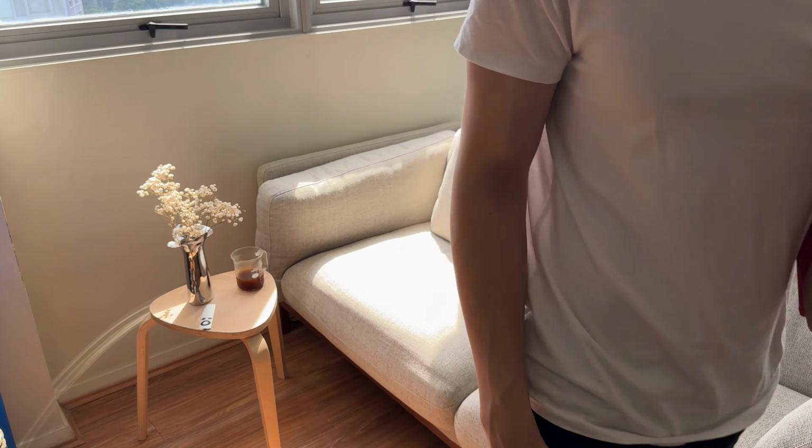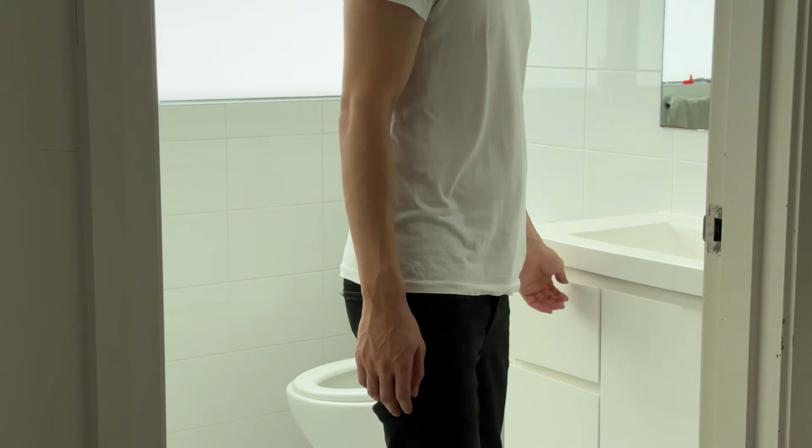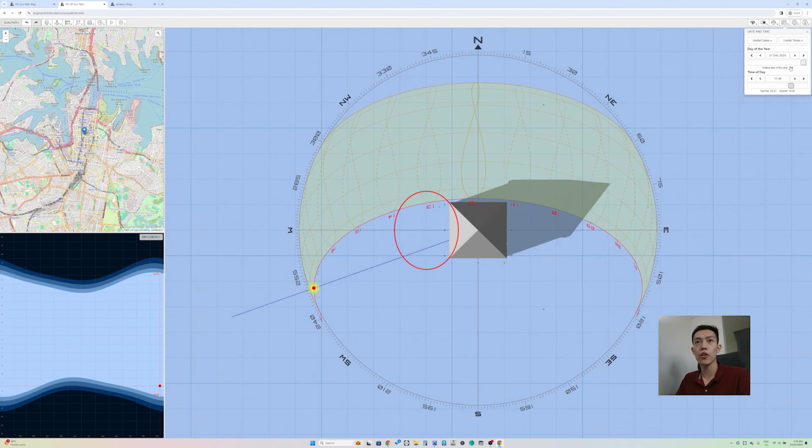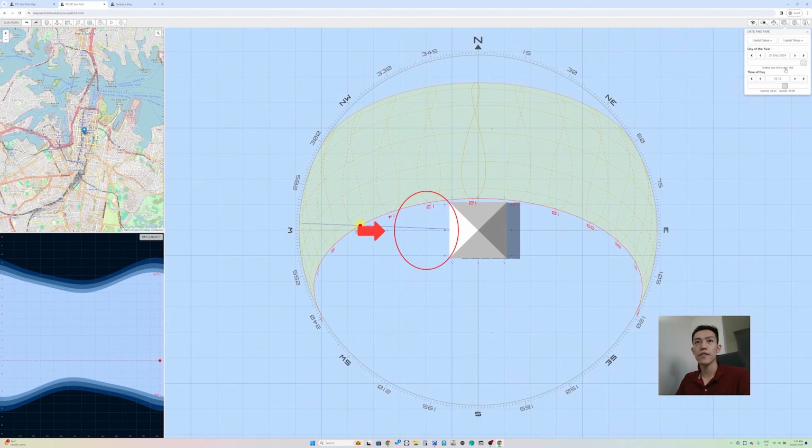So the general recommendation is to place your laundry, your bathrooms, your storage rooms, the rooms where you don't spend a lot of time in. You could also place the garage or the carport on the western side to block the sun from directly hitting your house. But everyone's lifestyles are different.